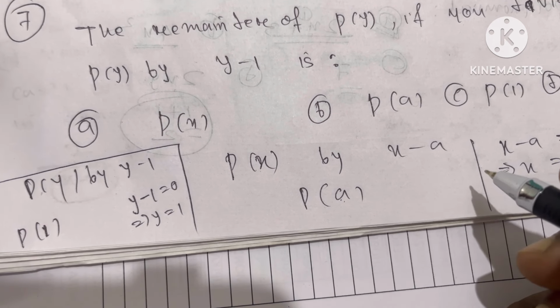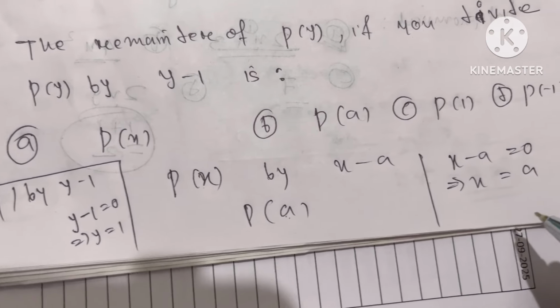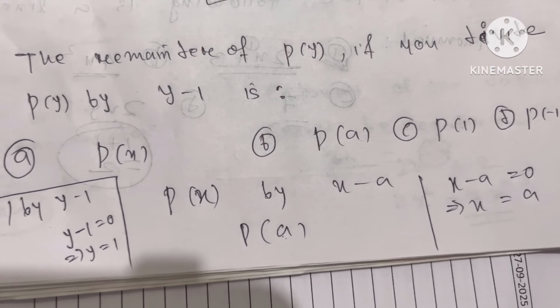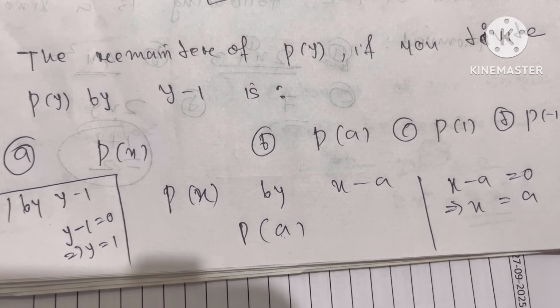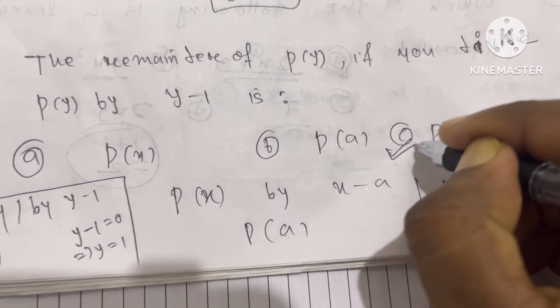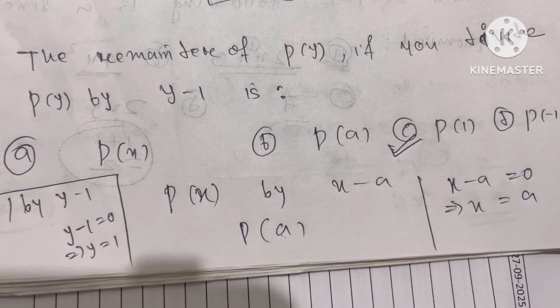So which option will be correct? The remainder of p(y), if you divide p(y) by y minus 1, is p(1). So first you find the value of y from the factor, then you put that in place of y, and you will get the answer. From y minus 1 you got y is equal to 1, and in place of y, if you put 1, then you will get p(1). So the answer will be p(1). Okay.